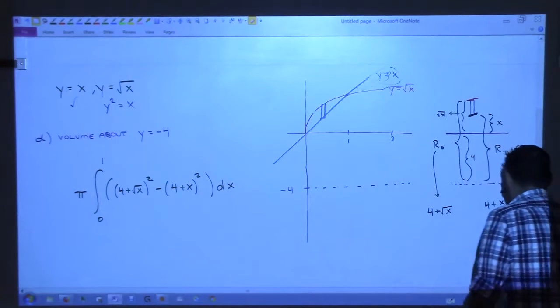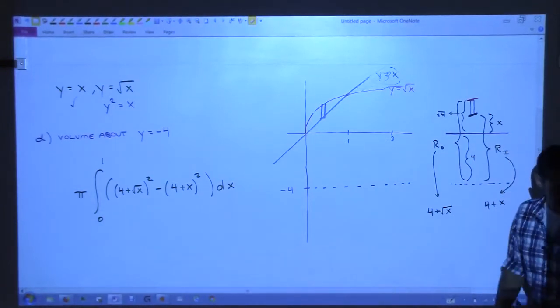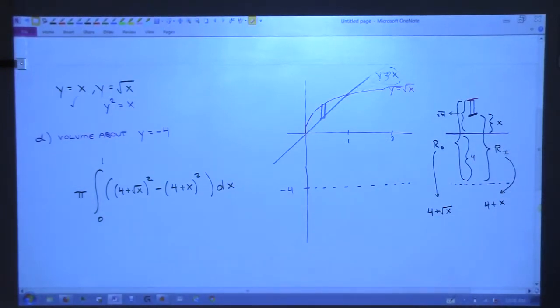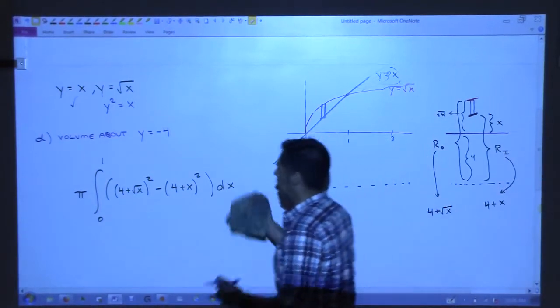Let's do another one. I want to wrap it around the line y equals 3. This will be part E.